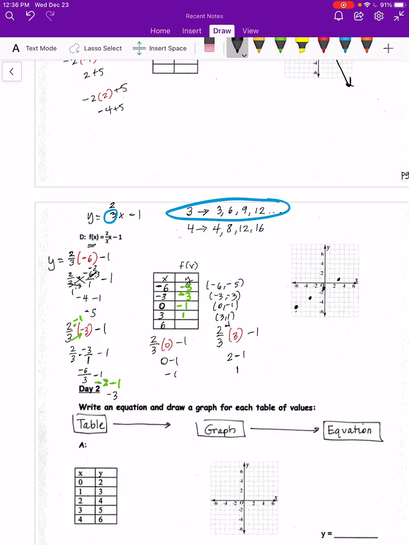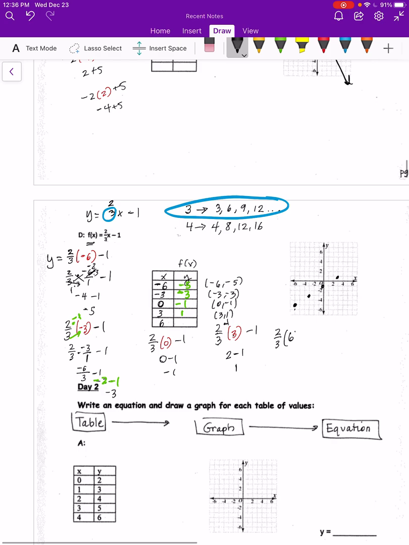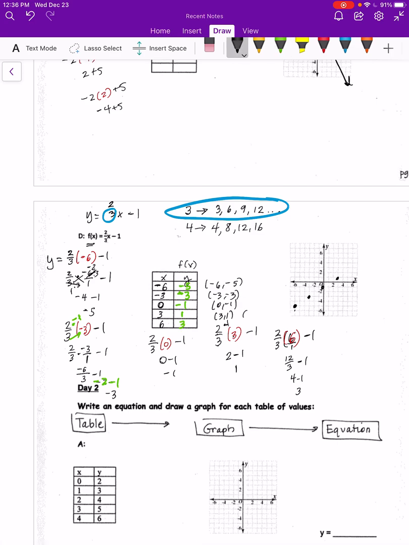Yay! And last but not least, 2/3 times 6, and then minus 1. And you could put it over 1, and you could do 2 times 6, which is 12, divided by 3, minus 1. 12 divided by 3 is 4, and 4 minus 1 is 3. You could do it that way too. Whatever way works best for you. And so then my last point is (6, 3), right here. And indeed, I got me a line.